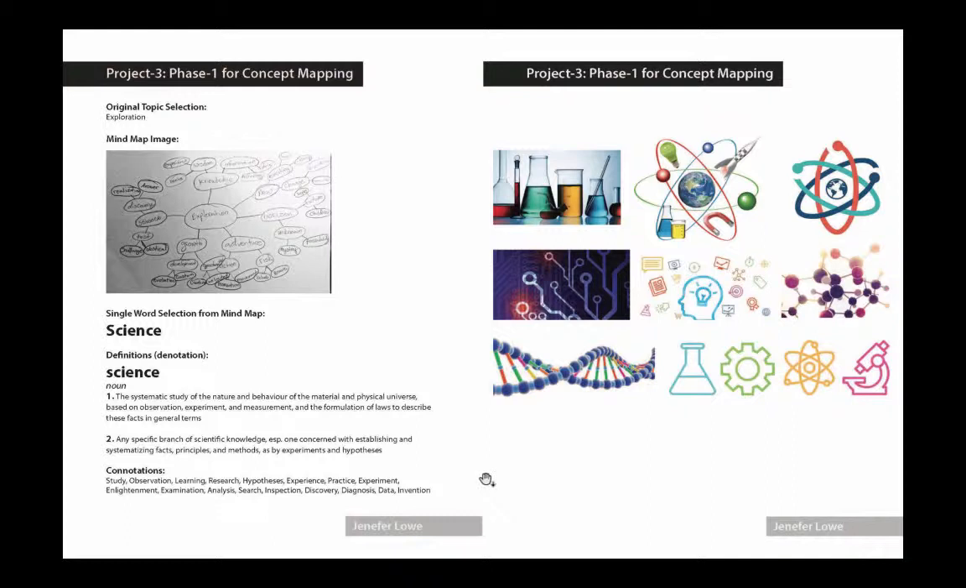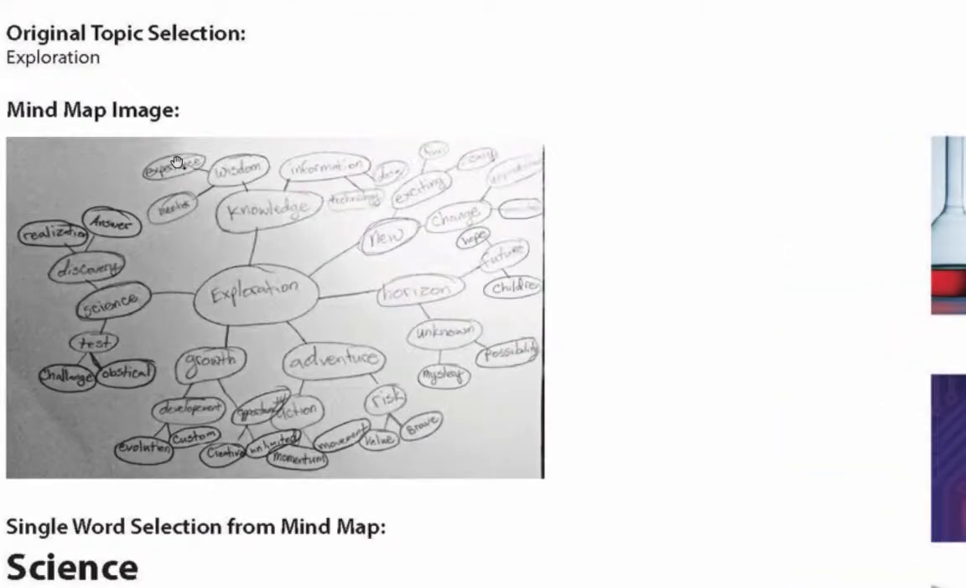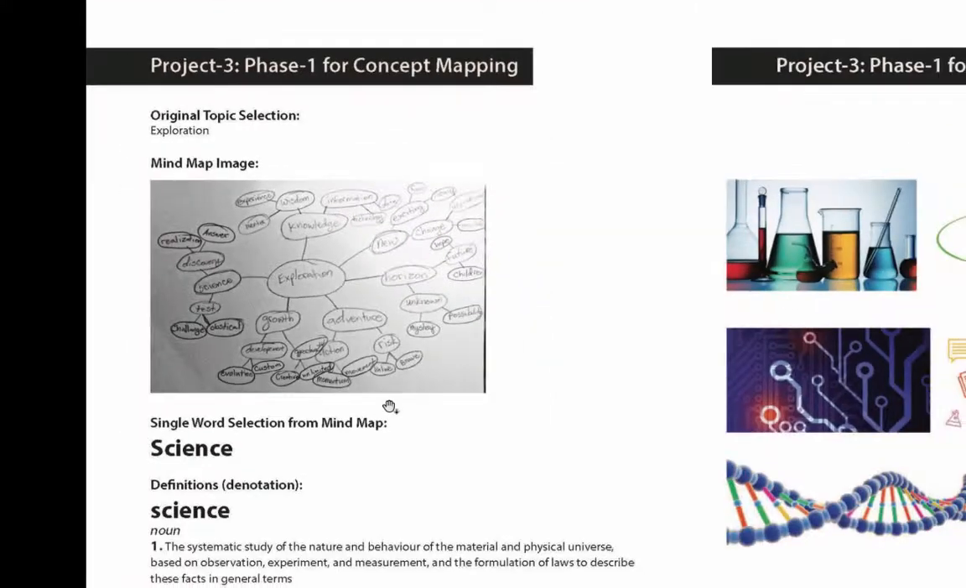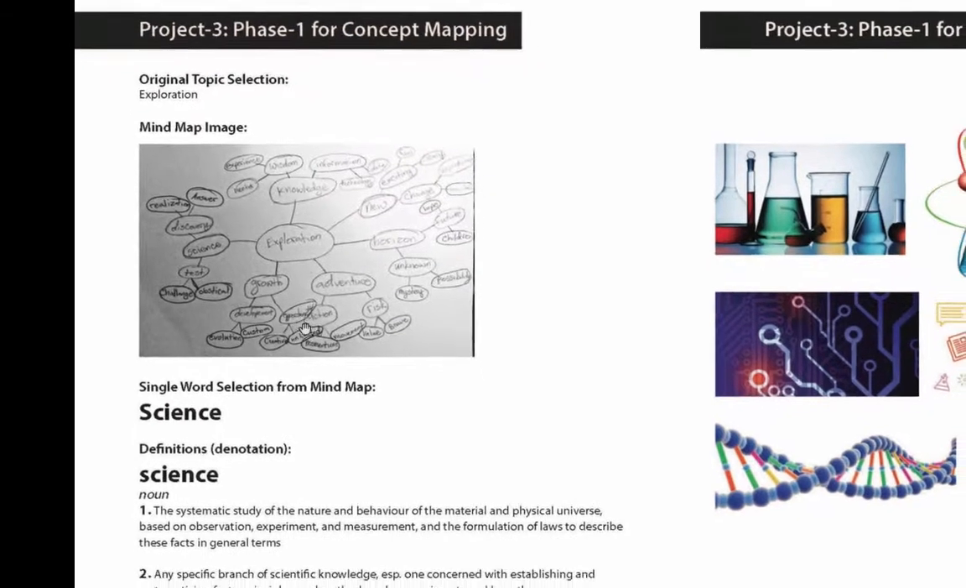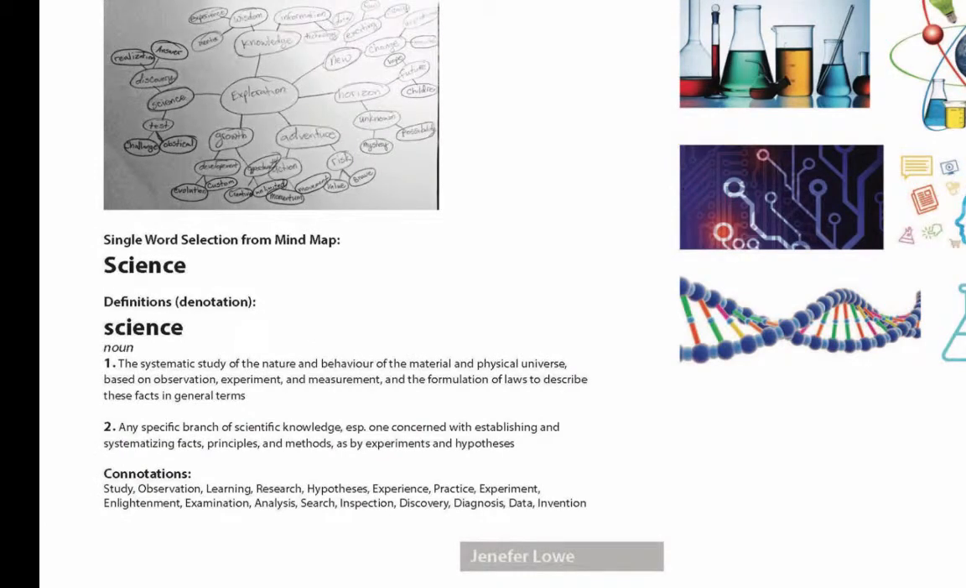In this first example, I'll zoom in a little bit. The original topic was exploration. This student's mind map ended up looking like this. You're going to be required to take a photograph or scan the work that you do with your pen and pencil, and that's going to end up being a picture that you put inside the documentation. There's a place for it. And then the single word selection from the mind map that they chose was the word science.